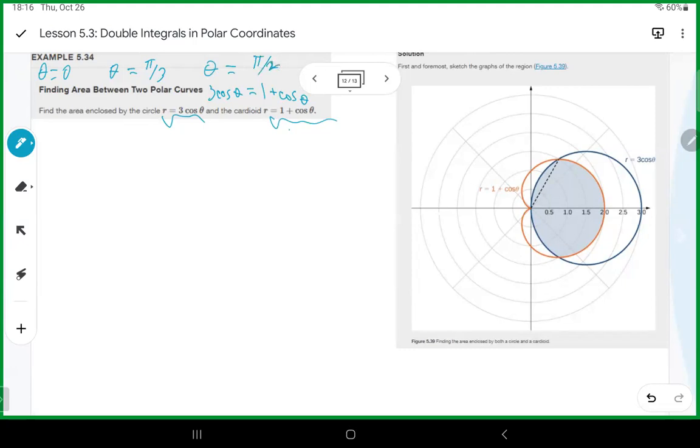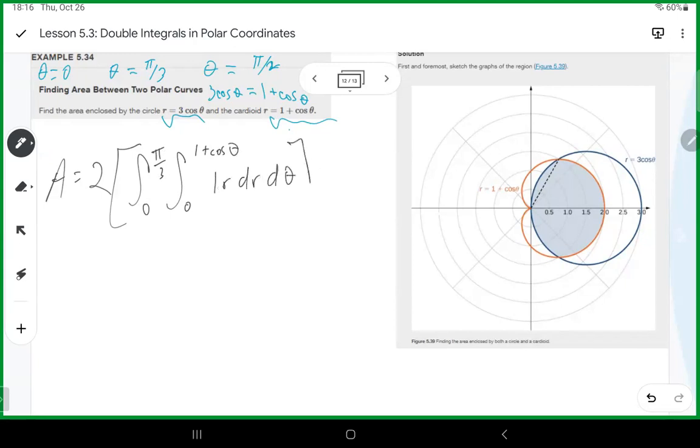By symmetry, the total area is twice the area above the polar axis, so therefore we would have A equal to 2 times the integral from 0 to pi over 3, 0 to 1 plus cosine theta, 1 r dr d theta, plus the integral from pi over 3 to pi over 2, 0 to 3 cosine theta, 1 r dr d theta. Okay, so you've got two parts there that we're dealing with.